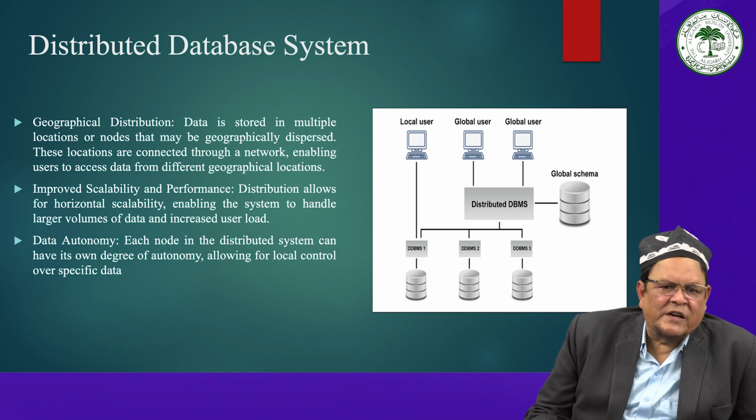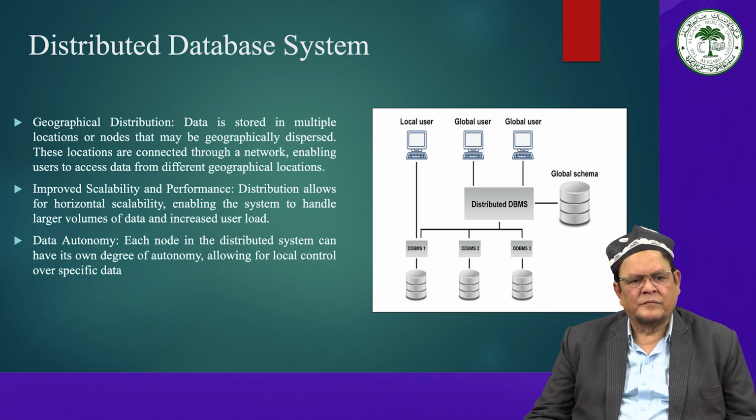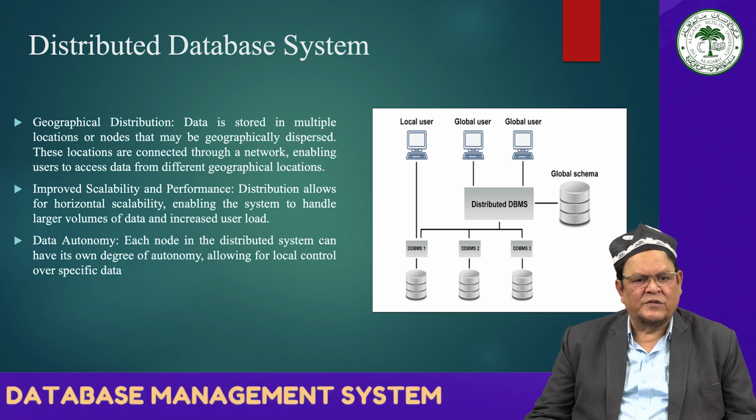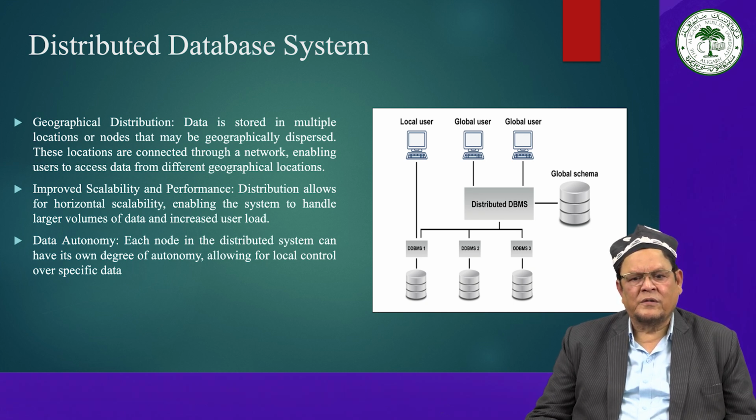Next is distributed database system. Geographical distribution, improved scalability and performance, and data autonomy. We discuss one by one. Geographical distribution. Data is stored in multiple locations or nodes that may be geographically dispersed. These locations are connected through a network, enabling users to access data from different geographical locations.